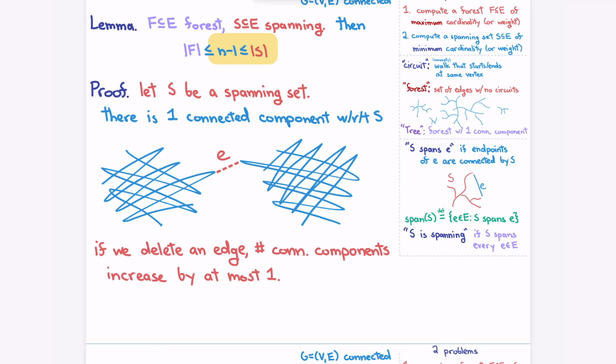Start with one connected component. Each time you remove an edge from your spanning set, it's no longer spanning after the first edge is gone, possibly, but the number of connected components goes up by at most one. And how high can it go? n. So how many edges can you remove? n minus 1.